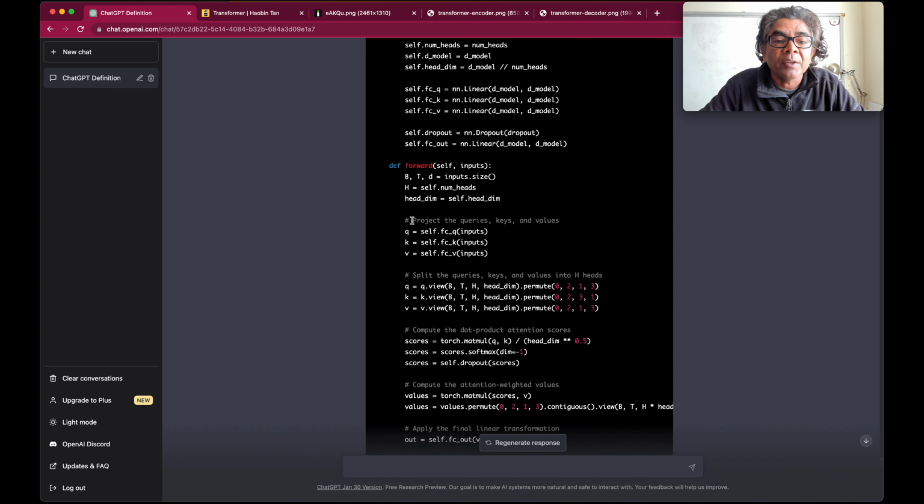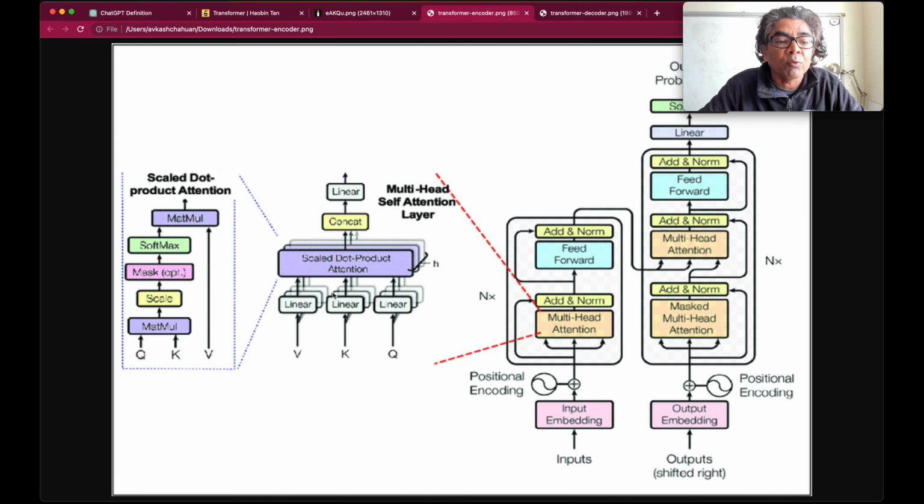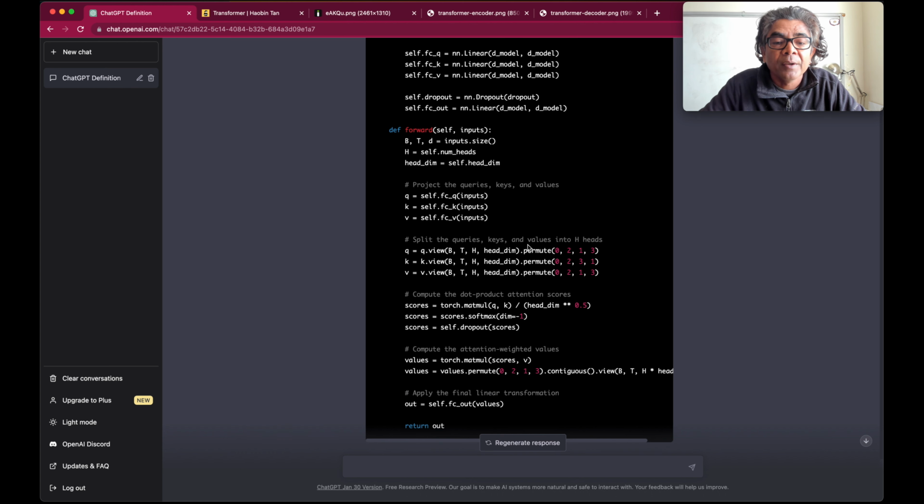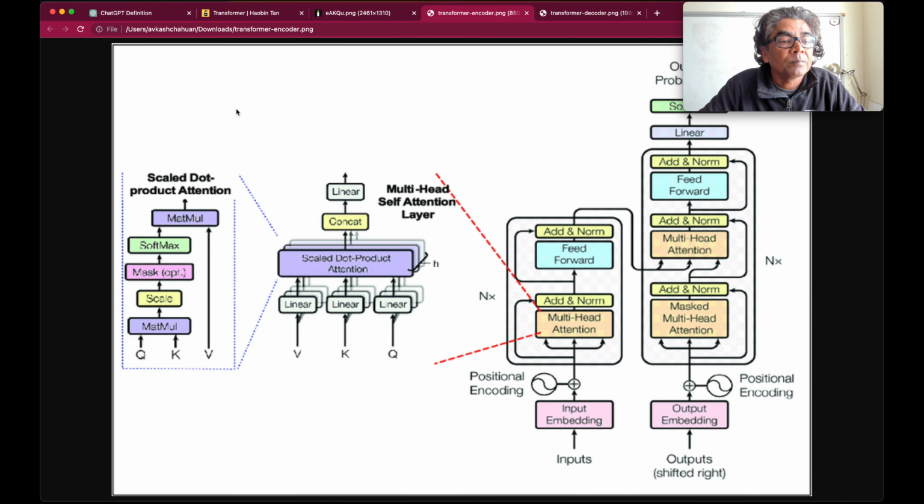As you could see here, the queries, keys, and values are being created. Then, after splitting the queries, keys, and values into the heads, matrix multiplication is applied, then softmax and dropout. You could see here that the matrix multiplication is created. So this is the scaled dot product attention here. And then softmax is applied.